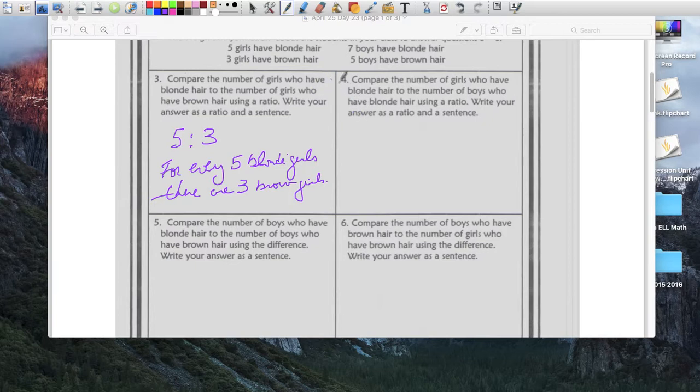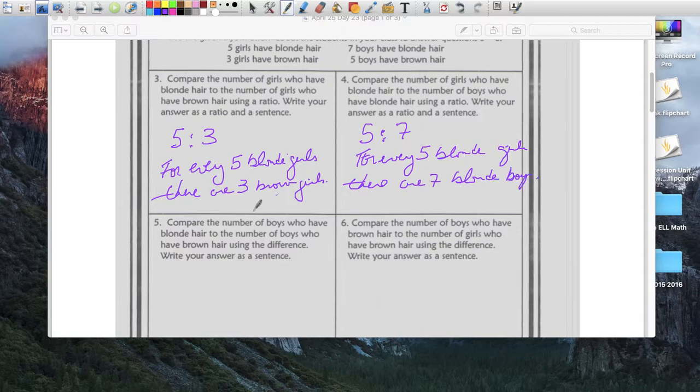Compare the number of girls who have blonde hair, which is 5, to the number of boys who have blonde hair, which is 7. So it's a 5-to-7 ratio. Write your answers as a ratio, and as a sentence: for every 5 blonde-haired girls, there are 7 blonde-haired boys.